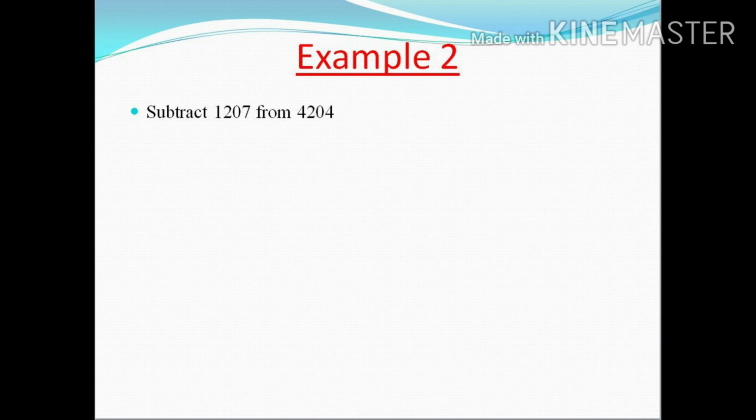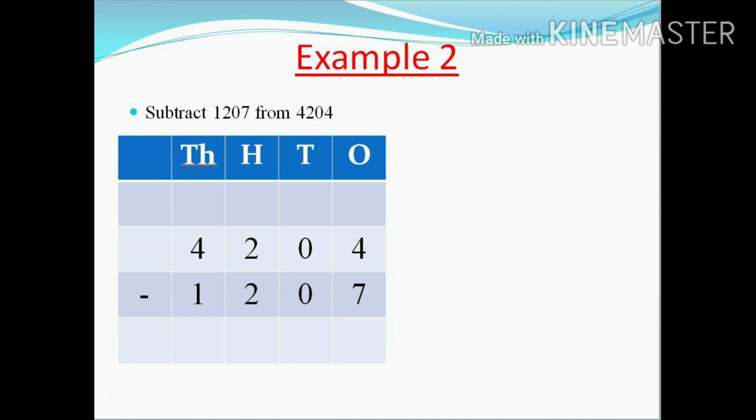Let us see example 2. We are going to subtract 1207 from 4204. This means we should write 4204 first and 1207 below it with the subtraction sign as shown in the video. Always start the subtraction from the ones place.